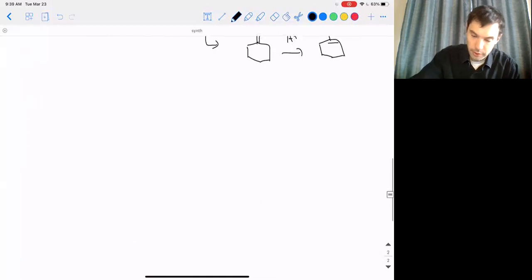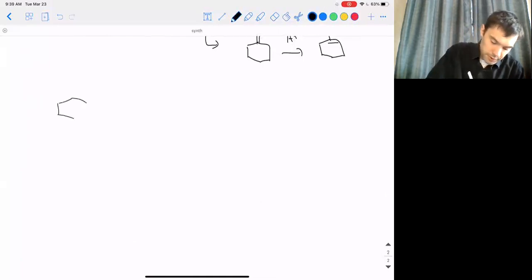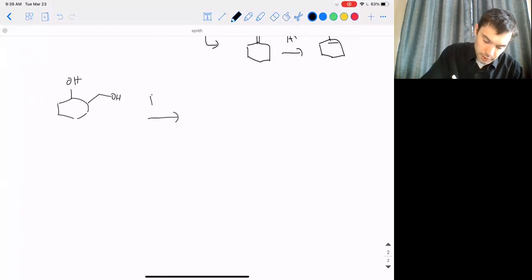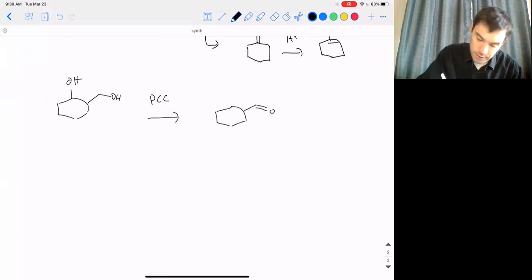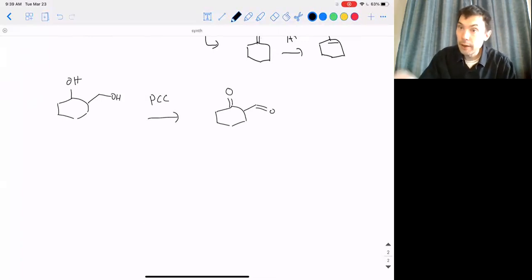All the way down below here, let's just consider a completely separate path where we start from this exact same starting material. Let's now do a selective oxidation with PCC. And what's nice about PCC, remember, is that it will stop at the aldehyde oxidation state instead of over-oxidizing. And so now we have a ketoaldehyde instead of a beta-keto acid.